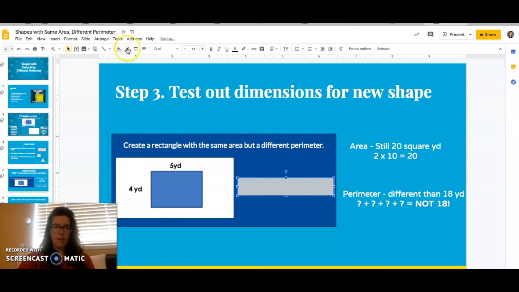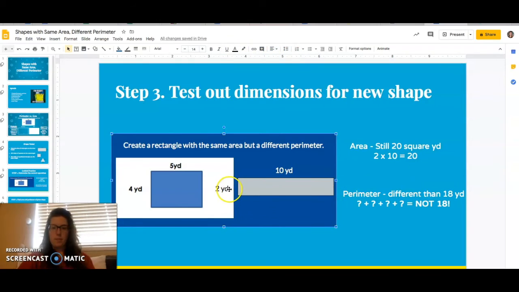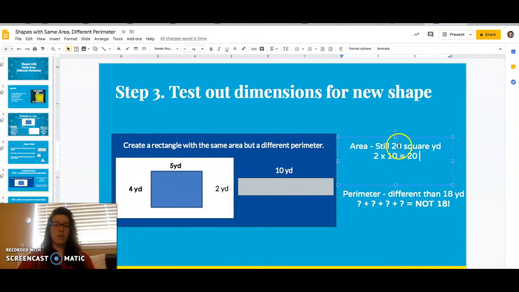What if this side was 2 yards, and this side was 10? I wonder if that will work. I have to check my perimeter and make sure. Let me make this white so that you can see. There we go. Okay, so what if this side was 2 yards and the width over here was 10 yards? That would give me an area that was still 20 square yards.